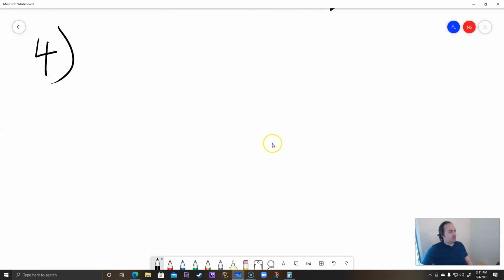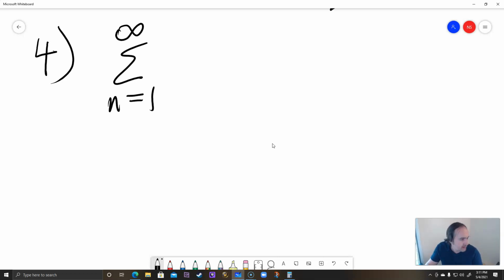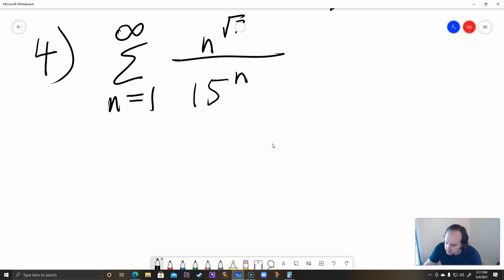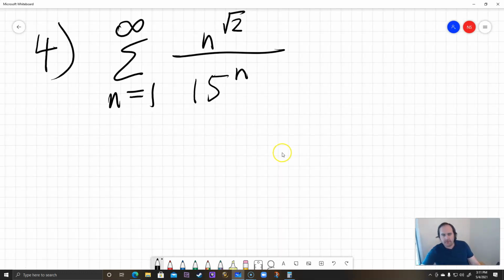So for example number 4, this one's a little bit easier. Here we have the sum from n equals 1 to infinity of n to the root 2 over 15 to the n. Now, as long as you know how to deal with n to the root 2, this is actually a lot easier problem. But the n to the root 2 is probably the only part that might throw you off a little bit.